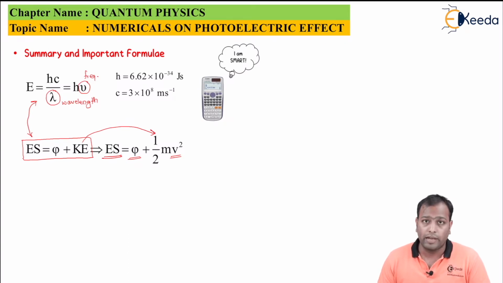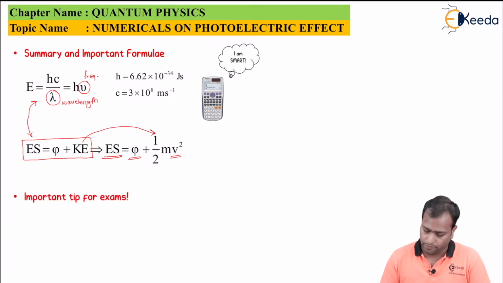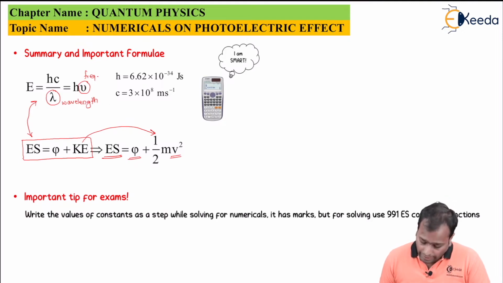Before moving ahead, there's an important tip for your exam. This tip is going to help you. Write the values of constants as a step while solving the numericals because it has marks. As you know, engineering is step marking, so these steps also carry marks. But for solving on the 991, you can use the constant functions.